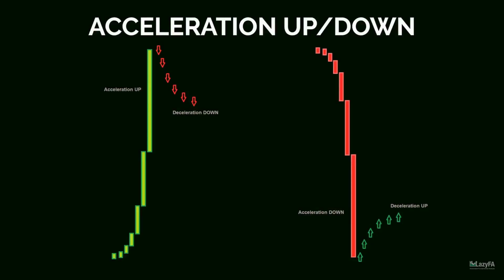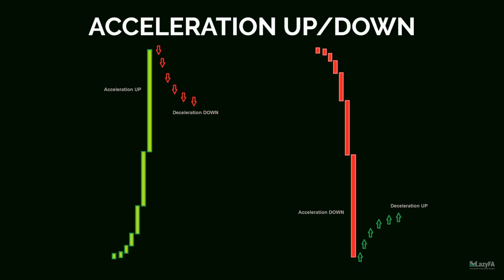The first type that I mentioned is acceleration. And in an accelerating parabolic move, this is the type of pattern that you will see. Whether it's up or down, you'll see the candlesticks expanding in size, almost like an exponential curve.